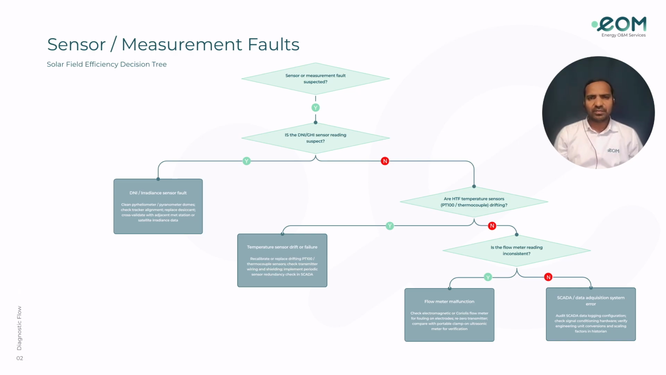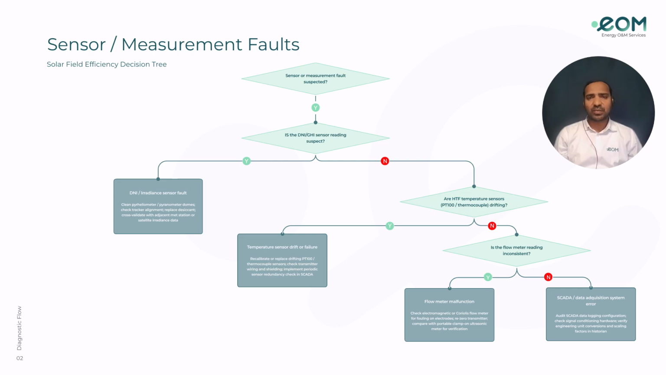If irradiation readings appear abnormal or inconsistent, the issue may be related to the pyranometer or pyranometer system itself. In practice, this often comes down to relatively simple issues like dirty sensor domes, tracker misalignment, moisture contamination, or calibration drift. The corrective actions include cleaning the instruments, checking tracker alignment, replacing desiccants and cross-validating the readings against nearby meteorological stations or satellite irradiance data.